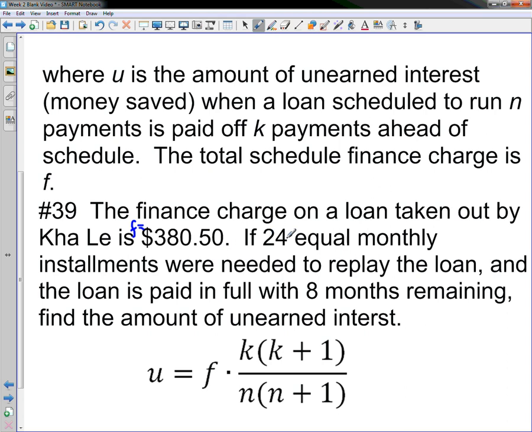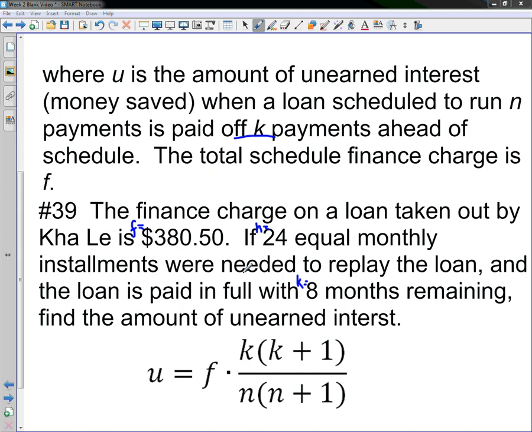If 24 equal monthly installments were needed to repay the loan, okay, so the loan is scheduled to run N payments. So this is my N. And then the loan is paid off in full with 8 months remaining. So that's how early we're going to try to get it paid off. So that's K. Okay, so we have K, H, F. Those are the parts we need.